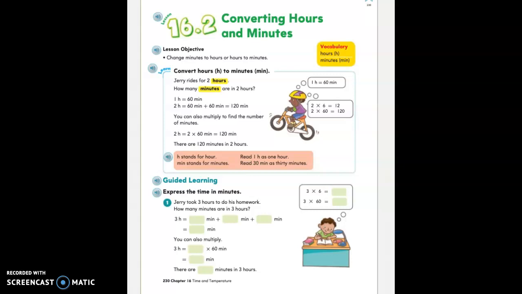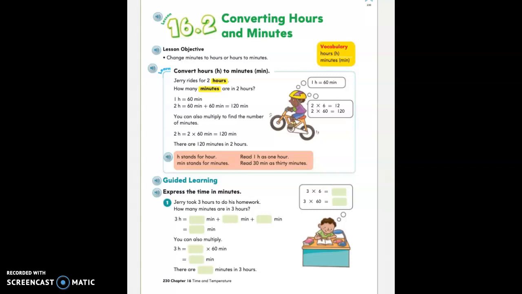You can also multiply to find the number of minutes. So 2 hours, and we're abbreviating hours with H, equals 2 times 60 minutes, which equals 120 minutes. So there are 120 minutes in 2 hours.